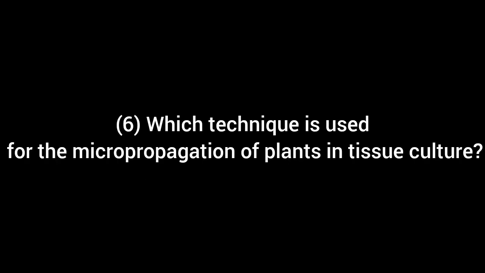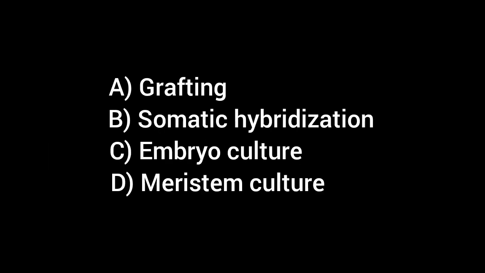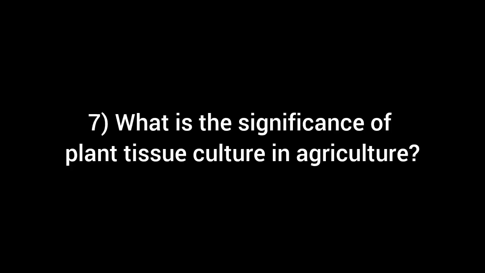So next we are moving to the next question. Which technique is used for the micropropagation of plants in tissue culture? Option A, grafting. Option B, somatic hybridization. Option C, embryo culture. And option D, meristem culture. So the answer for the question is option D, which is meristem culture.